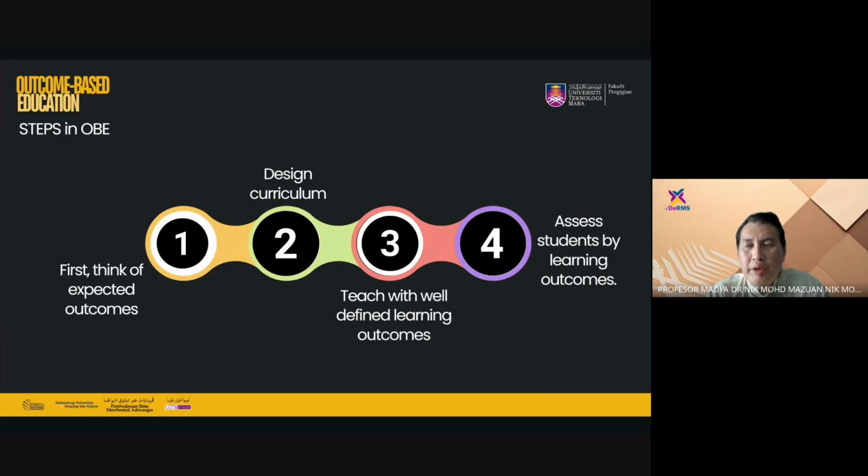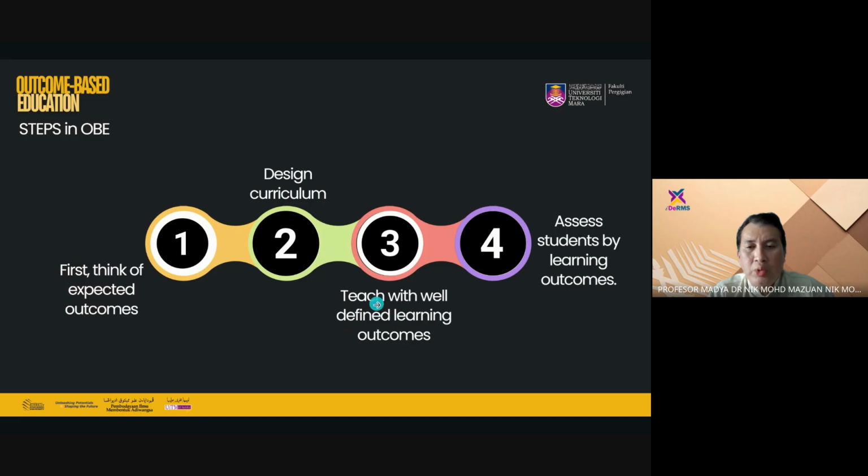Okay, for example, if you want to make a new course, a new program, you need to start from the beginning. So think of the expected outcome. This one goes well with the previous slide to say that the first thing you should do is start from the top. The top is outcomes, what you want your student to achieve. And only then do you design the curriculum, and then you need to implement the curriculum with appropriate teaching methods.